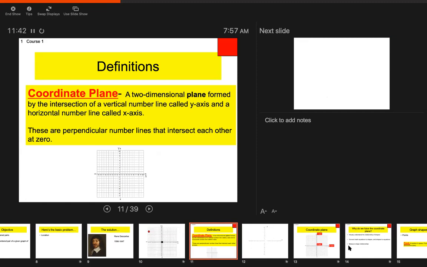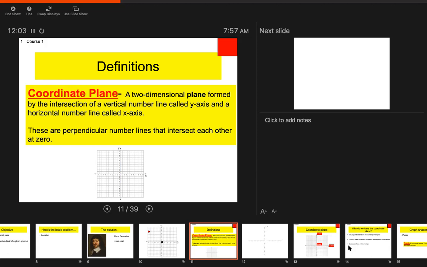Pierce called it the coordinate plane, okay? Because too many people can't spell Cartesian. So it's called the coordinate plane. It's two-dimensional, and I just said it can be three-dimensional in high school. But for this year and next year, it will be two dimensions.